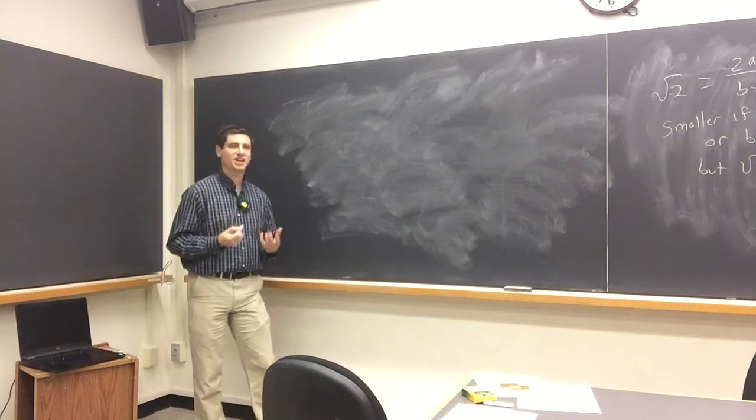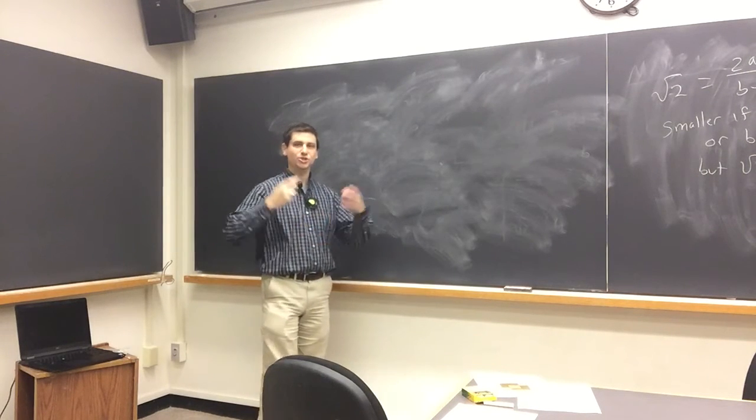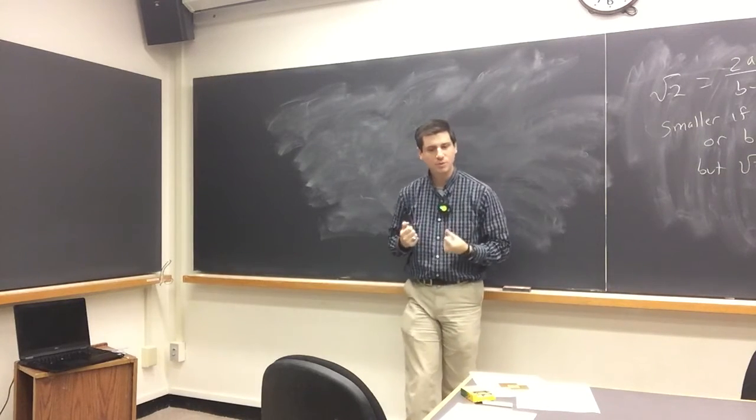Any thoughts as to how you might attack square root of 3? We got square root of 2 by looking at squares and having this intersection. How might we try square root of 3?